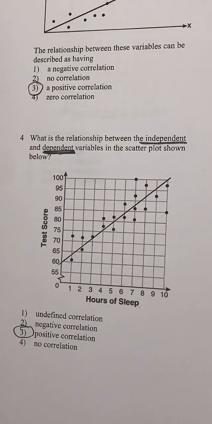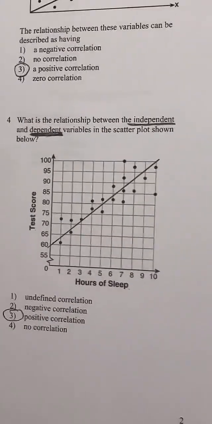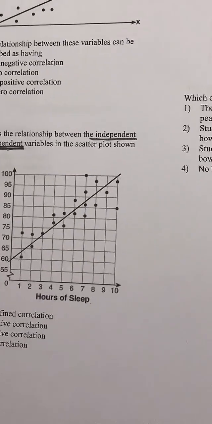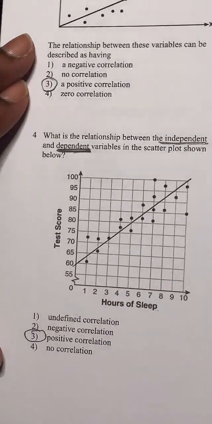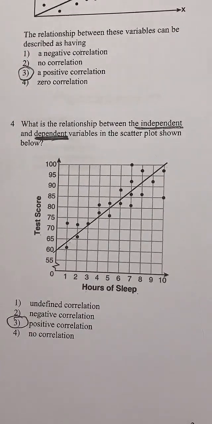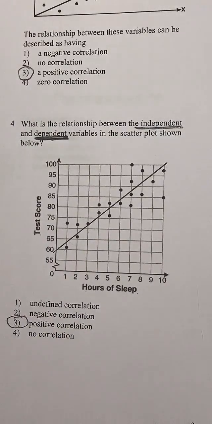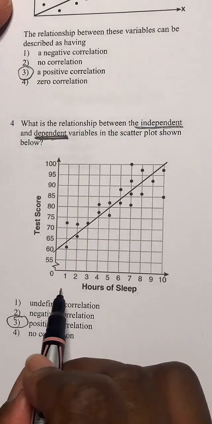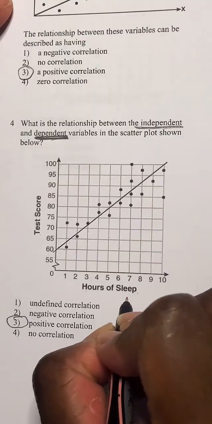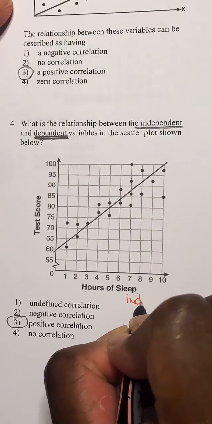Okay. Janice, thank you for your honesty. All right? Because these are the little tidbits that they'll add on to a lot of these things. So, independent basically goes with your X values. So this will be your independent variable.